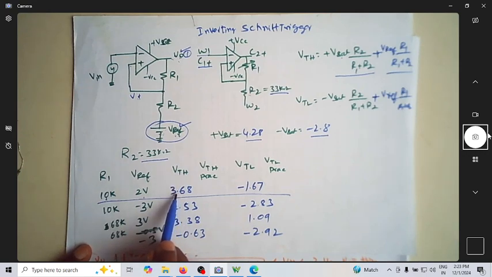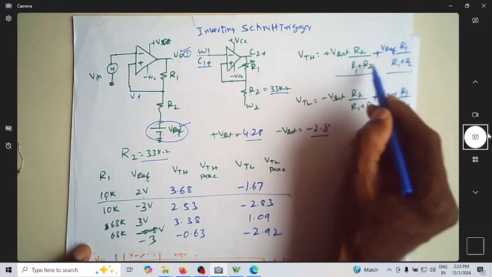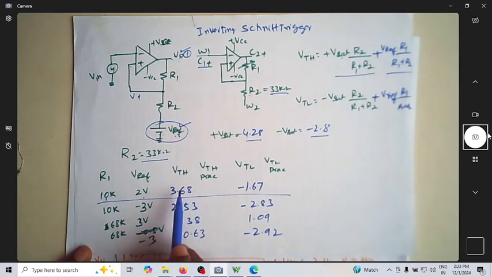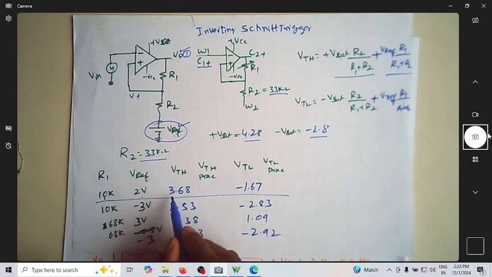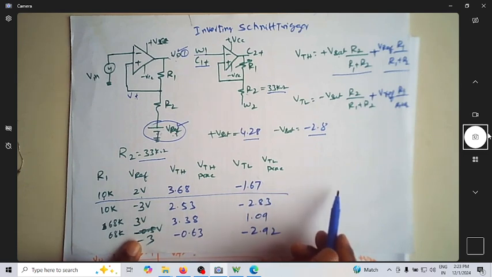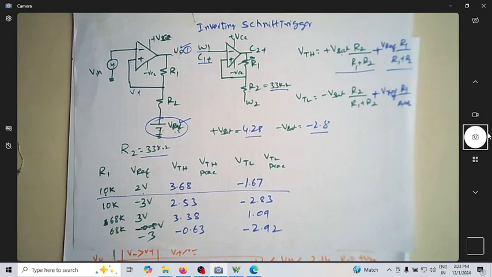Using these values of R1, R2, V reference and Vsat, I calculated VTH, which comes out to be 3.68 volt. This means if the input voltage crosses 3.68, the output makes a transition from plus Vsat to minus Vsat, and VTL is minus 1.67. So when the input voltage tries to go below minus 1.67, the output will make a transition from minus Vsat to plus Vsat. Let me set these values.